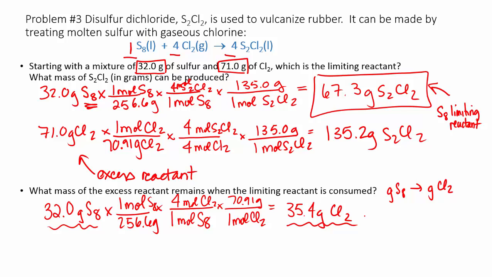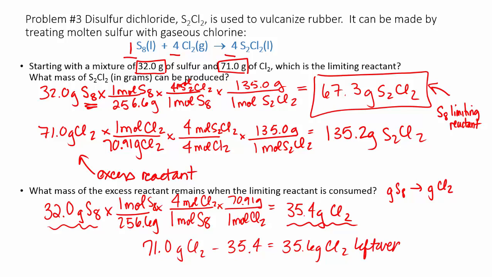I have excess Cl2. I have 71 grams. So how much is left over? 71 grams minus 35.4. I have 35.6 grams of Cl2 left over. So that's just another variation on a stoich problem there.